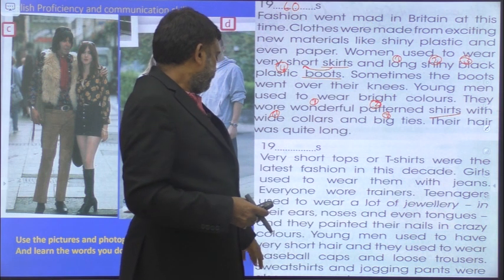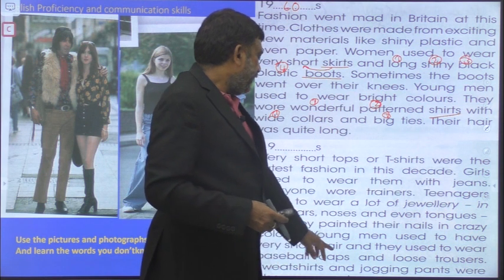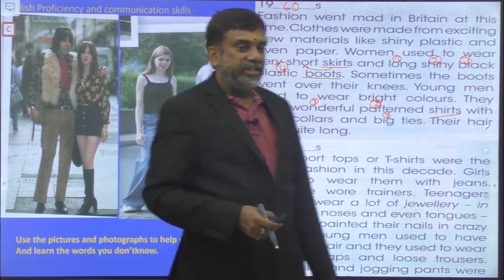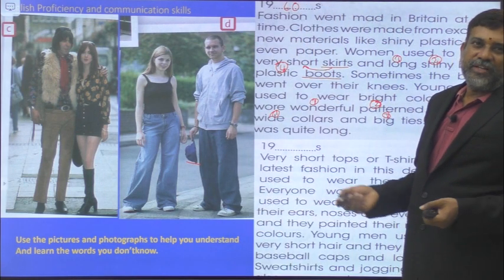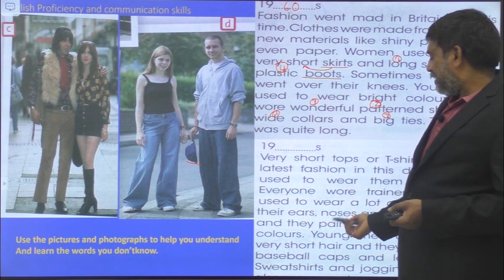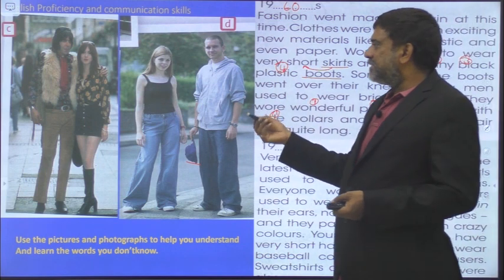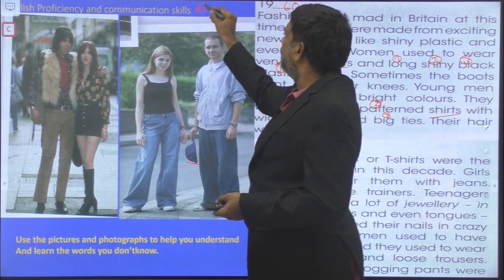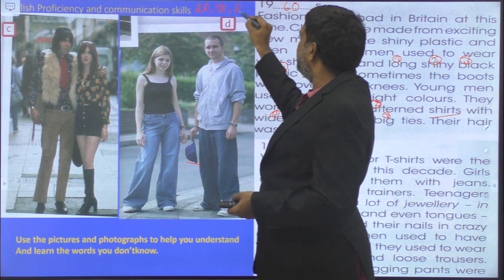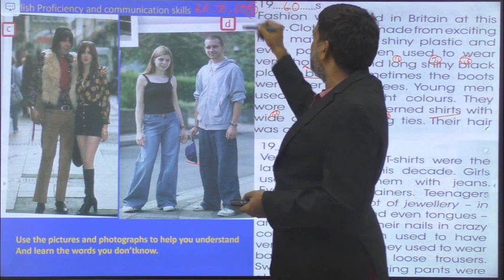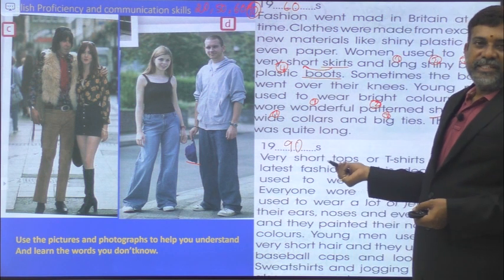And loose trousers, sweatshirts and jogging pants were fashion at this time. Yeah, this is very true. Almost all the Corona time, people were on the sweatshirts and jogging things. So, which one is left? 1920s are over. After that, 1950s are over. 1960s are over, and only one thing is left over, that is 1990s fashion. So this is the 1990s fashion.